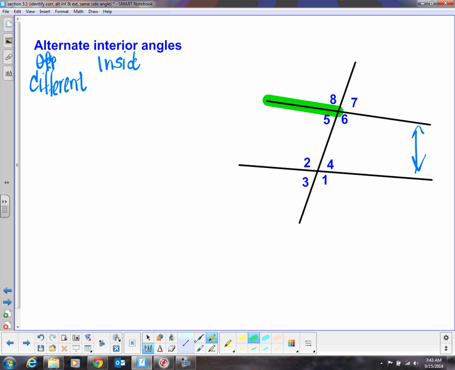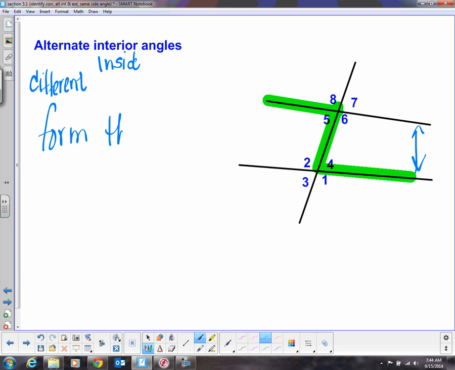Different and inside. So we want angles that are on different sides of the transversal, but in between the 2 parallel lines, or these 2 lines are not parallel. So I just traced 5. All right, so I need an angle that is on the other side. So 5 is on the left, which means I need one on the right, and I need them in between. Now, we know 5 and 6 are linear pair. They're not alternate interior. So who does that make it have to be? 4. So what letter did I just form when I traced it? Z. Alternate interior angles form the letter Z when sides are traced.